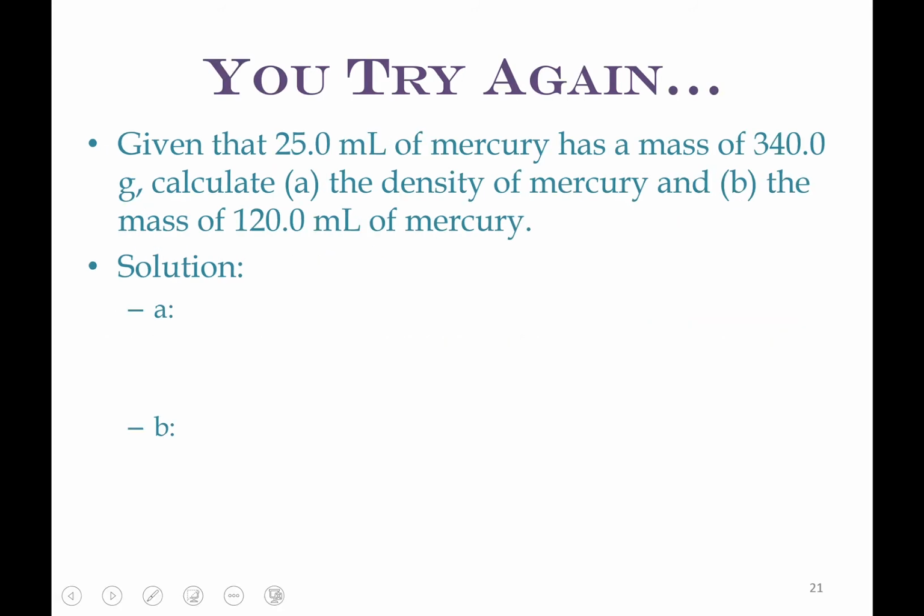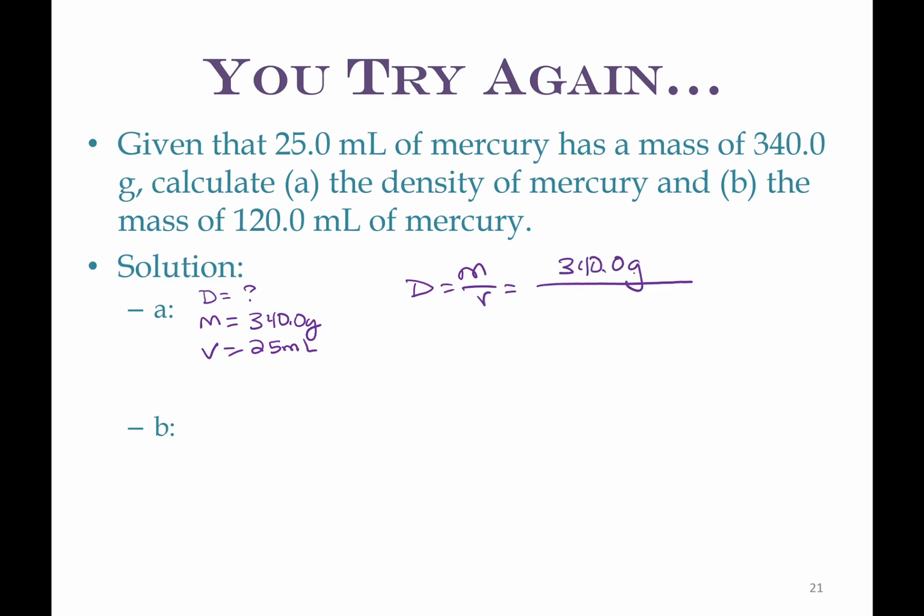Given that 25 milliliters of mercury has a mass of 340 grams, so density, mass, volume. So 25 milliliters of mercury has a mass of 340 grams. Calculate the density. Density is equal to mass divided by volume, or in this case, 340 grams divided by 25 milliliters. So when we do that math, what are we going to get?